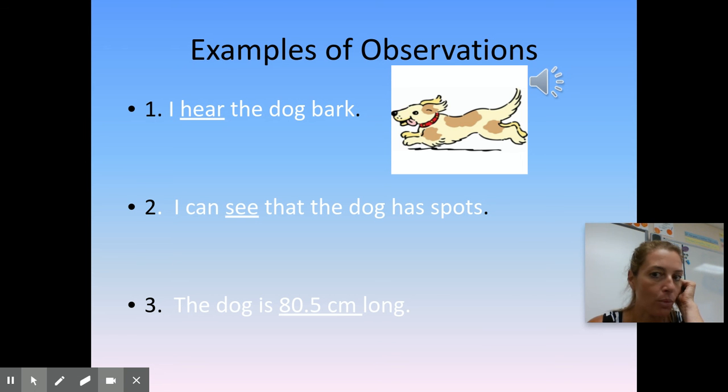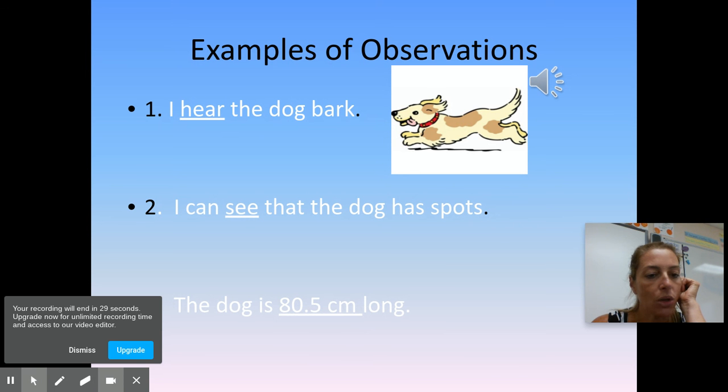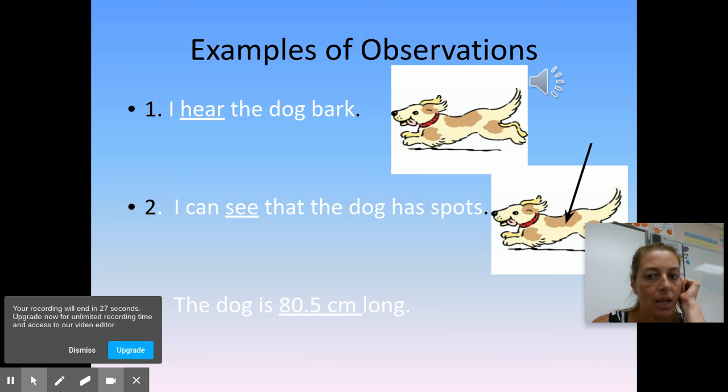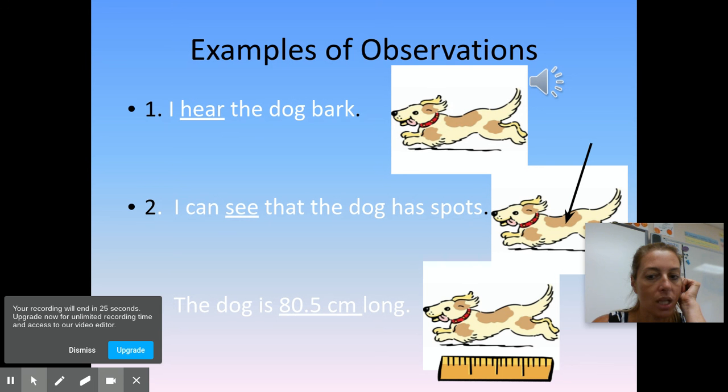Here's your dog. Is that what you pictured the dog to look like? Maybe not, because it wasn't enough information. Is the dog clean? How do we know? We have to make observations. You could smell it. You can look at it. Okay. The dog has spots and the dog is long.